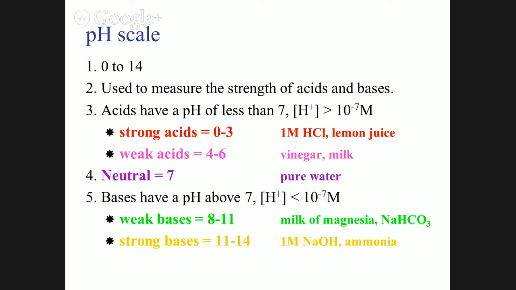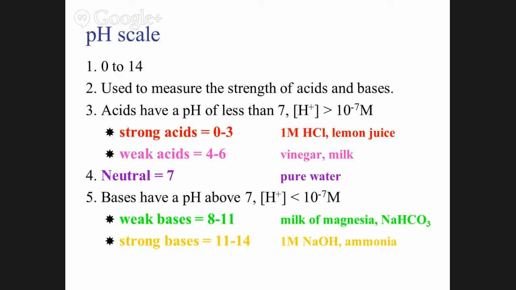Neutral would be right in the middle, a 7. Anything that is less than 7, we would call an acid. Anything that is more than 7, pH-wise, we would call a base. And then we break it into some kind of categories. Strong acids, the lowest numbers, 0, 1, 2, 3. Weak acids, 4, 5, 6. Weak bases, 8, 9, 10, 11. Strong bases, 11 to 14.